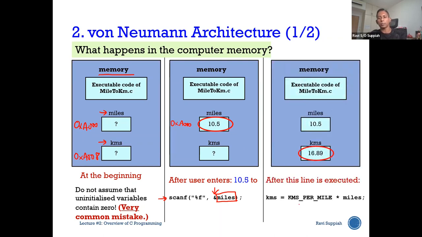Similarly, when I perform some computation and I update a variable, I'm also assigning it a value. So KMS is a variable name, and it is also associated with an address, correct? In this case, it's A008. I'm now telling the program that I want to take this new value and put it into this variable location called KMS, kilometers. And I want to put this new value that I just calculated.